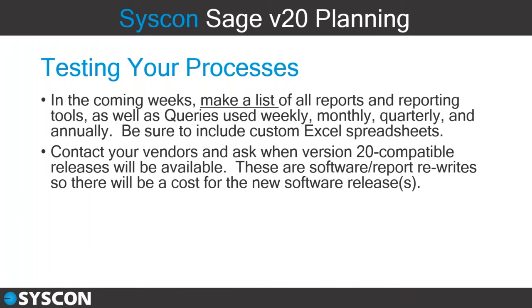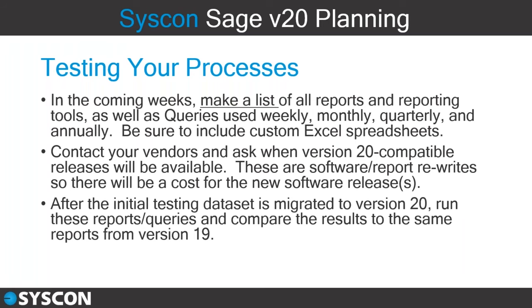Contact your vendors. Ask them when they will have version 20 compatible releases and when those are going to be available. These are software report rewrites. So if it's software, for instance, maybe you use the Syscon over/under billing report. That is third-party software and integrates with Sage 100 Contractor, but you will need a version 20 compatible release of that. Crystal reports, custom reports, Sage Paperless, and some internal Sage 100 Contractor Master Builder reports will need attention or a rewrite in order to function with version 20. So make sure you have that list and contact your vendors for these third-party things that you might be using.